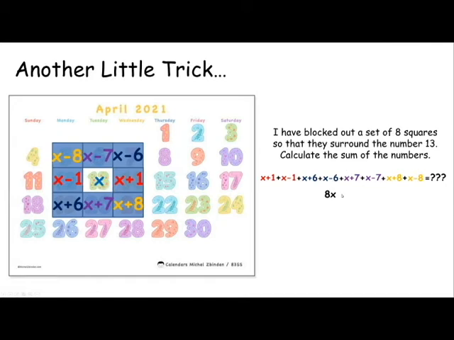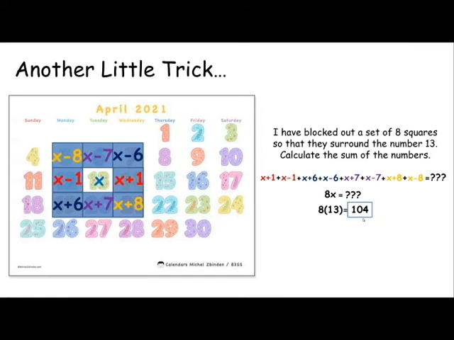This is going to be 8x plus 0, and the identity property says adding 0 doesn't change anything. If I want to know what the sum of these 8 numbers are, all I have to do is take that middle number and multiply it by 8. Or in this case, I'm going to take 8 times 13. Well, 8 times 10 is 80. 8 times 11 is 88. 8 times 12 is 96. 8 times 13 is 104.